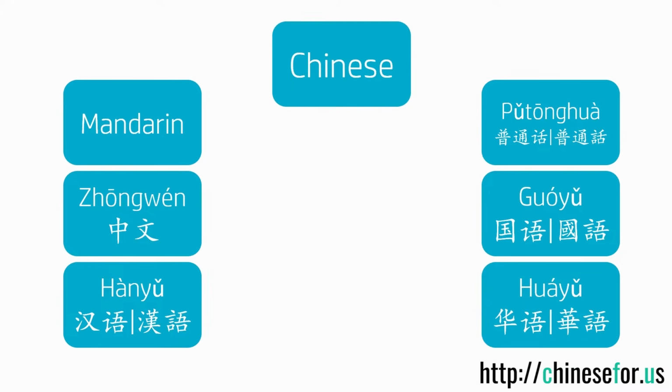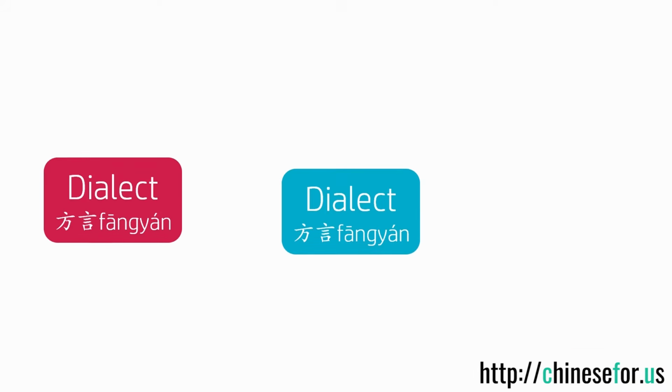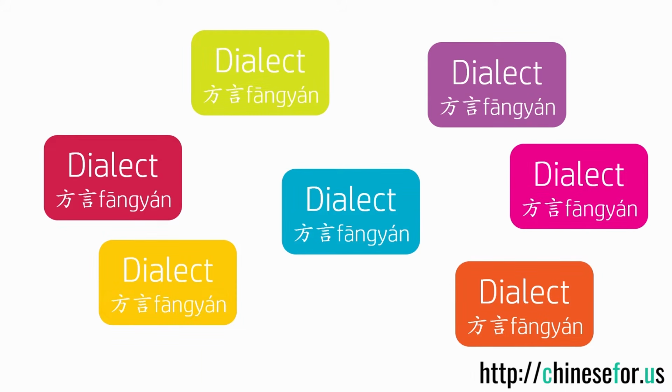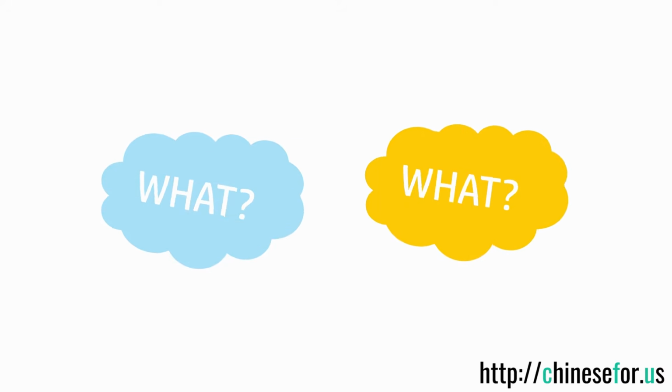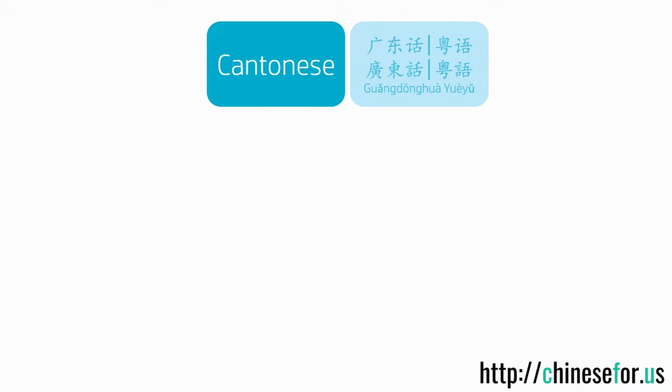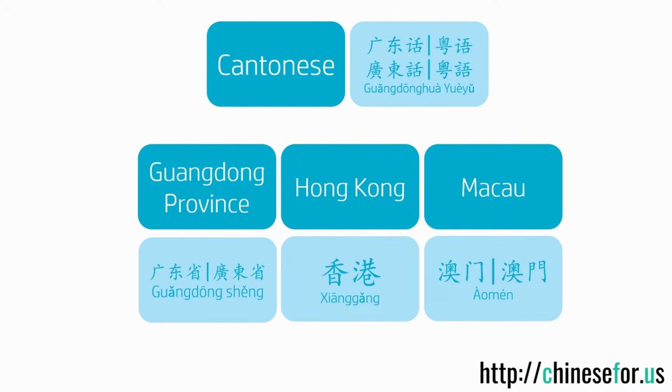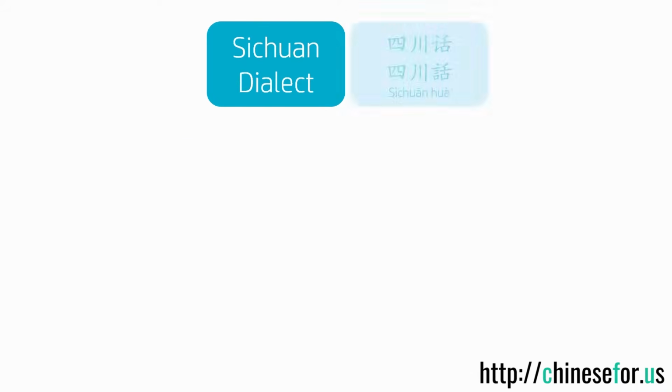Chinese is also known as Mandarin, 中文, Hanyu, 普通话, 国语, and 华语. But in China, there are also hundreds of dialects. Many of which are so different that even people that live in two different cities in the same province can't understand each other without speaking Mandarin. For example, Cantonese or Putonghua or 粤语 is the dialect spoken by the people in China's Guangdong province, Hong Kong, and Macau. And Sichuan dialect or Sichuanhua is spoken by the people of Sichuan province.